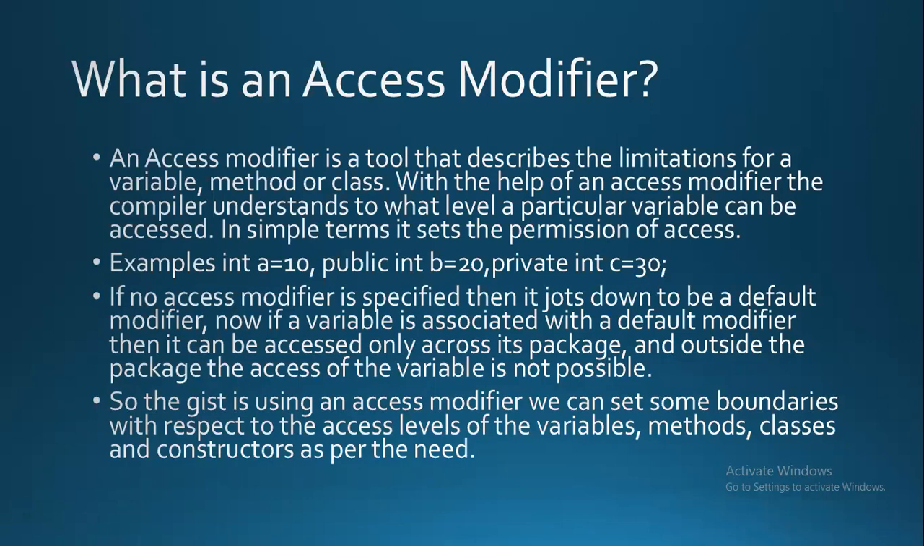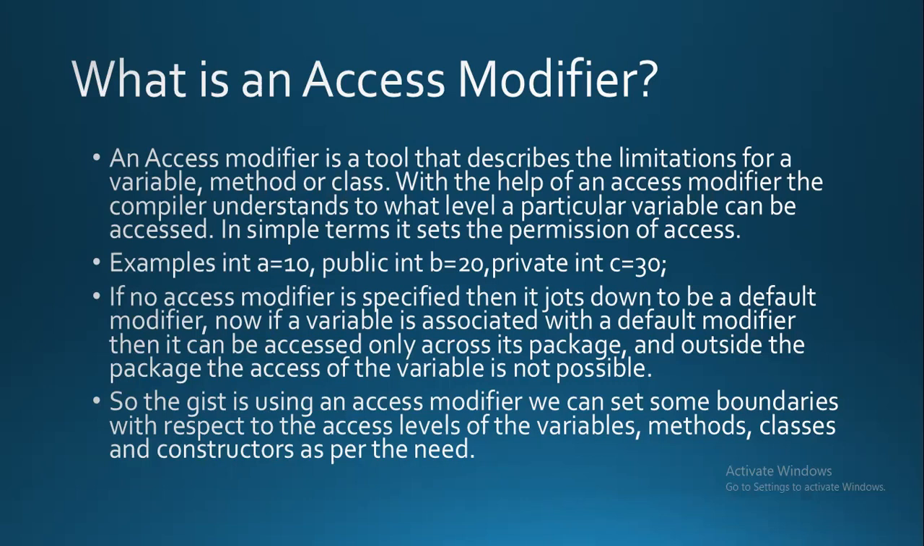So basically, an access modifier sets certain limitations to variables, methods, or classes with respect to the access permissions. So to what level can this variable or method be used? We will understand more about it in detail as we proceed further. For now, you can just understand it this way. It's a tool that describes the access permissions of a variable, method, or a class.